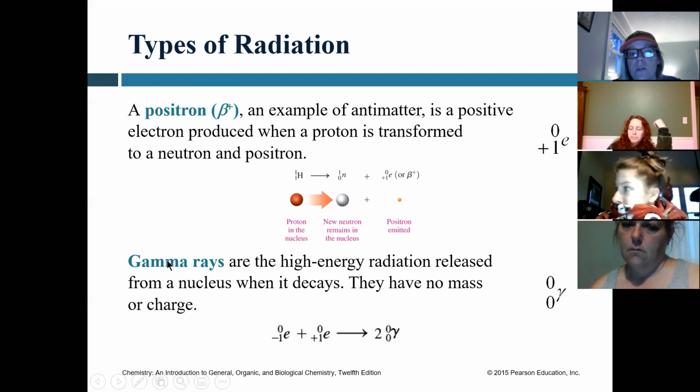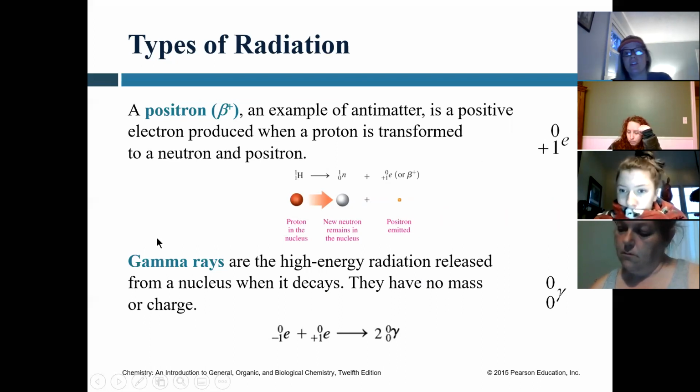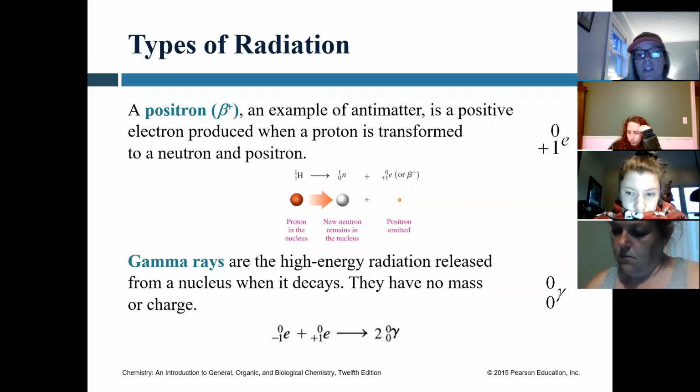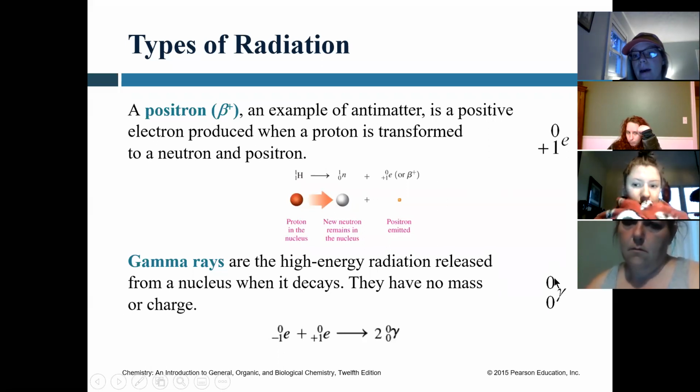The last type of radiation, which is very, very high energy radiation, is gamma rays. This is what comes off of very intense decay, like plutonium, uranium, things that are in atomic bombs, things that are in nuclear power plants, stuff that's coming off of the sun. Very, very strong radiation. Gamma rays have a symbol of this little γ here, and it's 0 mass and 0 charge. So no mass, no charge.